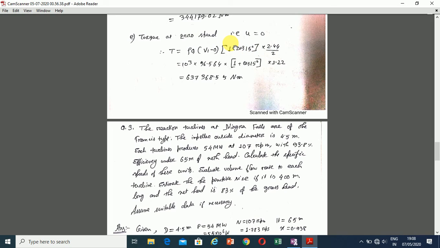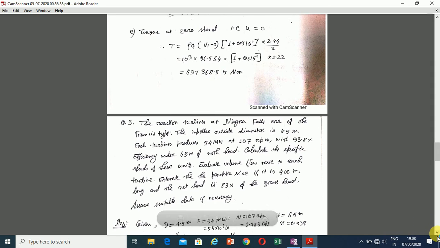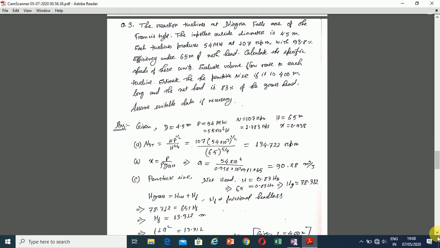Now torque at zero speed, that is when u is equal to 0. In the previous formula, when we put the value of u as 0, then we find the value of torque as rho q (V1 minus 0)(1 plus cos 15) into 2.44 by 2. Putting all the values, we get 637,368.55 Newton meter. Now come to question number 3.